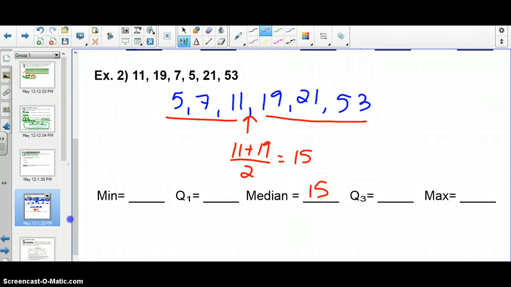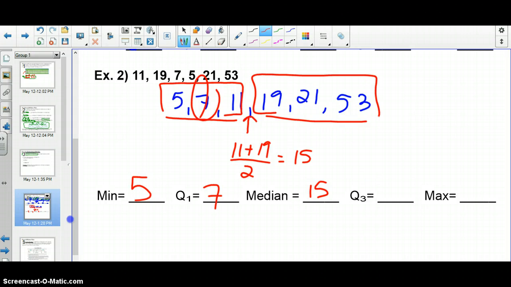So once I have the median, I know that here's my lower half, which means 7 is my quartile 1. My min is 5. My upper half is right here, and my 21 is the quartile 3, and my max is 53.